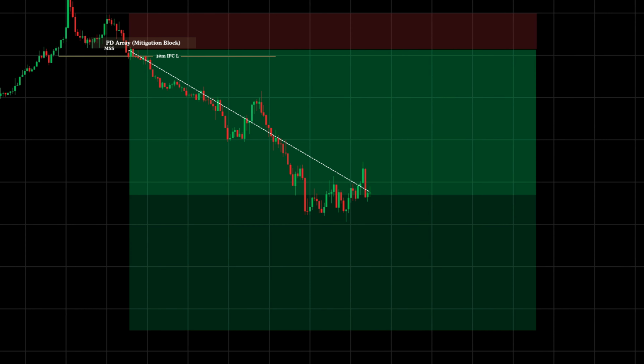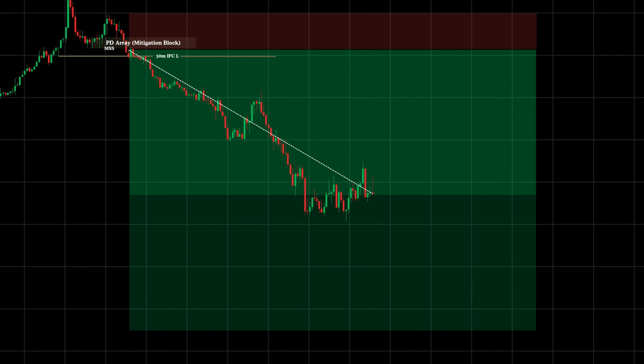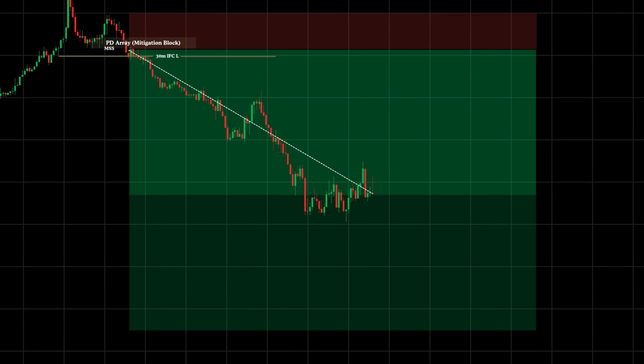As you can see, my order has been activated and price is moving downward with strong momentum. Eventually, price reaches the take profit level successfully. Now, let's move on to another example to reinforce this concept.